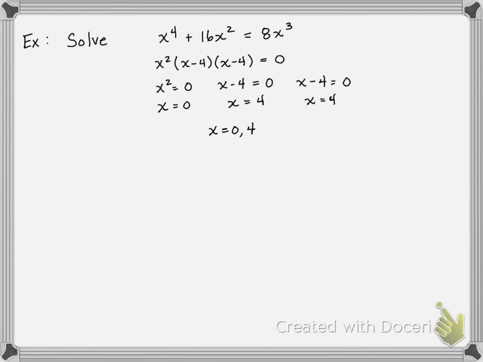If you didn't write this, if you just wrote that, that's fine. I'm not going to knock you down for writing 4 twice. I just wanted to point out that having more than one factor that leads to the same solution doesn't actually give us more solutions. It just gives us the same one multiple times. So when you're giving your answer, you don't have to list it more than once.